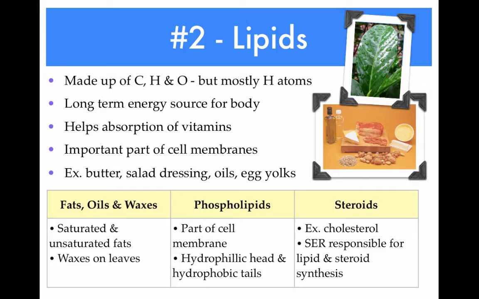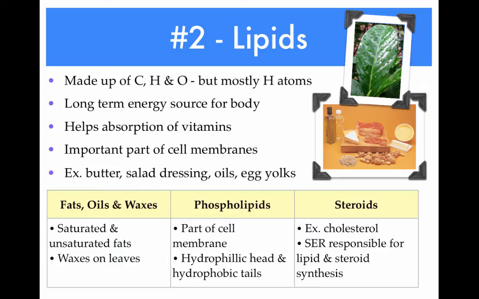Lipids are the second type of macromolecules that we'll be discussing in class. The first type was carbohydrates, which was the previous video. Lipids are made up of carbon, hydrogen, and oxygen, but mostly hydrogen atoms. They're considered long-term energy sources for the body, and they help with the absorption of vitamins. They are an important part of the cell membrane, and examples would include butter, salad dressing, oils, and egg yolks.